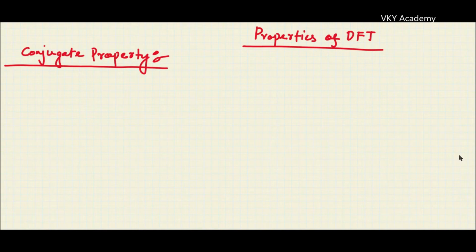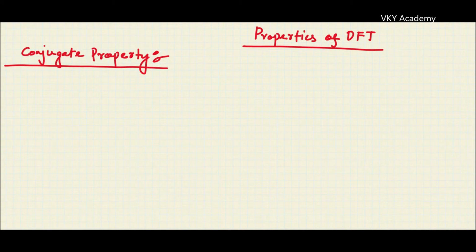In this video lecture, we will be discussing one more very important property of discrete Fourier transform, that is the conjugate property. The conjugate property is very important when we are going to prove the correlation property in our future lecture. So let us see what exactly the conjugate property is. Let us write down this statement first.